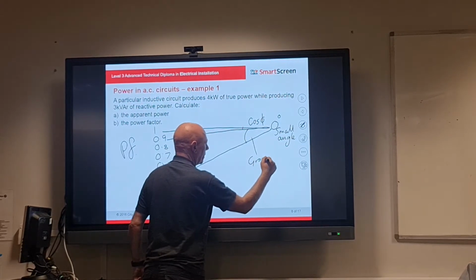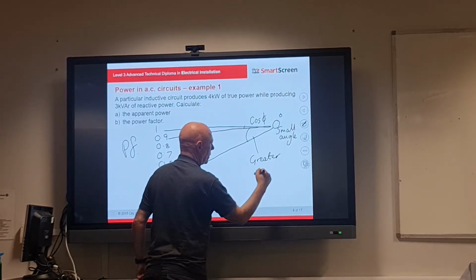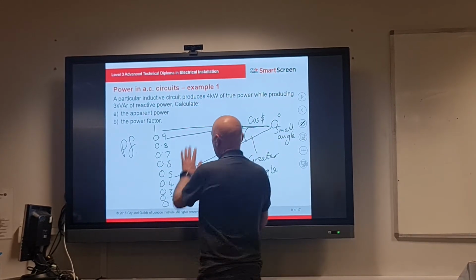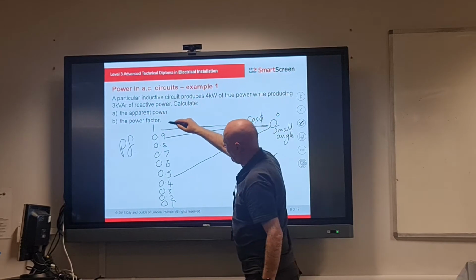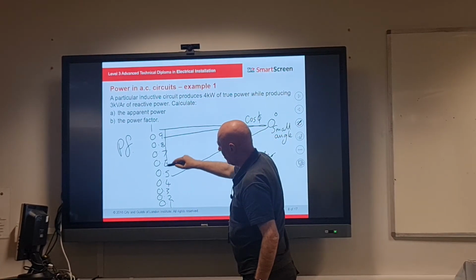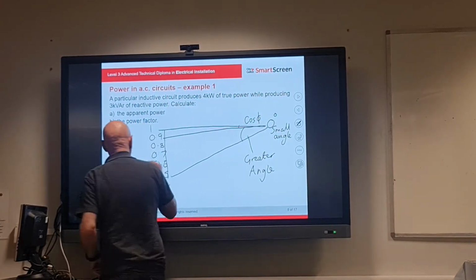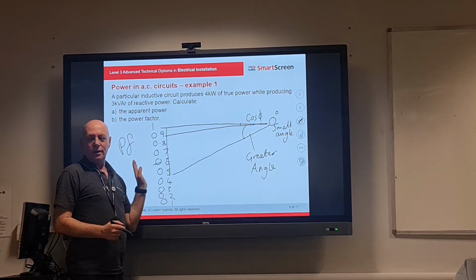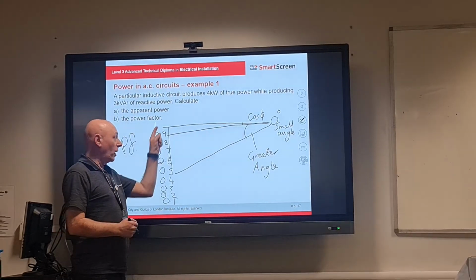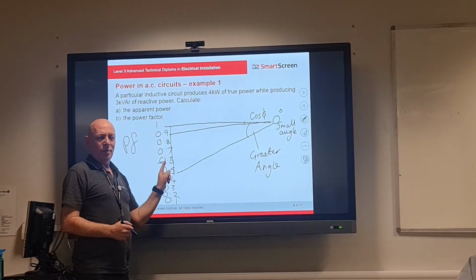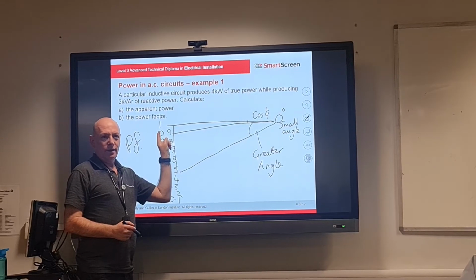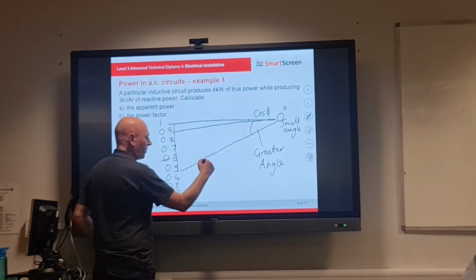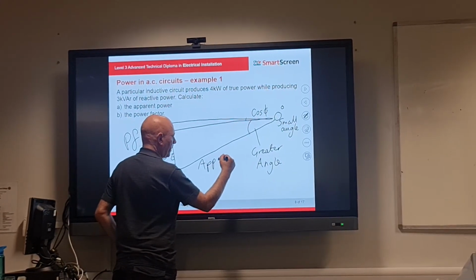Yeah. 26 degrees. So if you think about it like that, that's where we get our power factor, which is going to be determined by, what would this side be? Yes, power factor, but in terms of what type of power would it be? No, our apparent power is here, isn't it? So that's our apparent power.